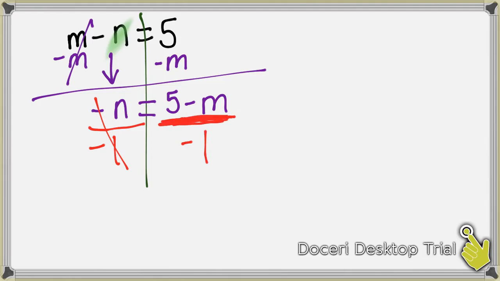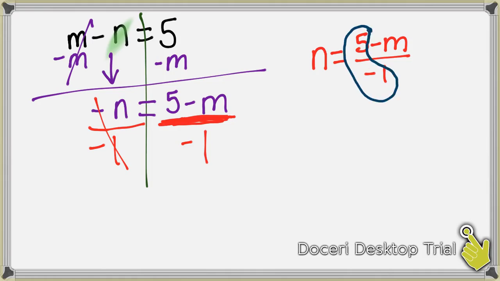And your final answer would be N equals, now there's a couple ways we could write this. For today, in this lesson, I would accept you writing it like this, 5 minus M all over negative 1. That would be acceptable for today's lesson. As we get further into the year, we're going to learn that you have to rewrite it differently. You basically are taking each term, 5, and dividing it by negative 1. And also, you're going to be taking the negative M and dividing by negative 1.